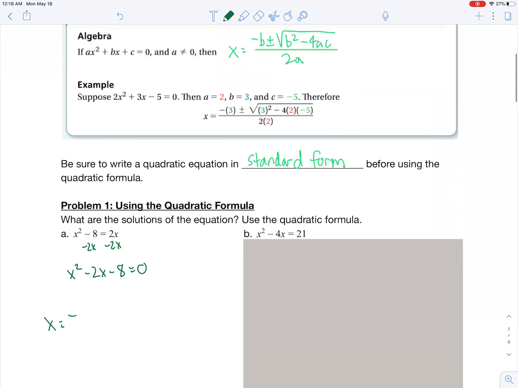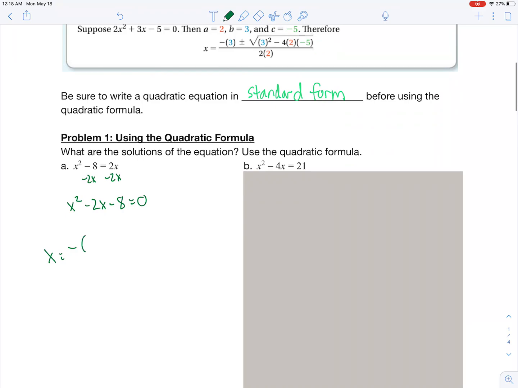If I plug in, again, it starts with negative b, so in this case that's negative 2. If my b term is already negative, I still have to plug that in as a negative from the formula. Next in the formula, I have plus or minus the square root. I have b squared, so that's negative 2 squared, minus 4 times a, which is just a 1 here because we don't have anything written in front of that x squared. And the c would be a negative 8. Again, remember that the negative sign stays along with it.